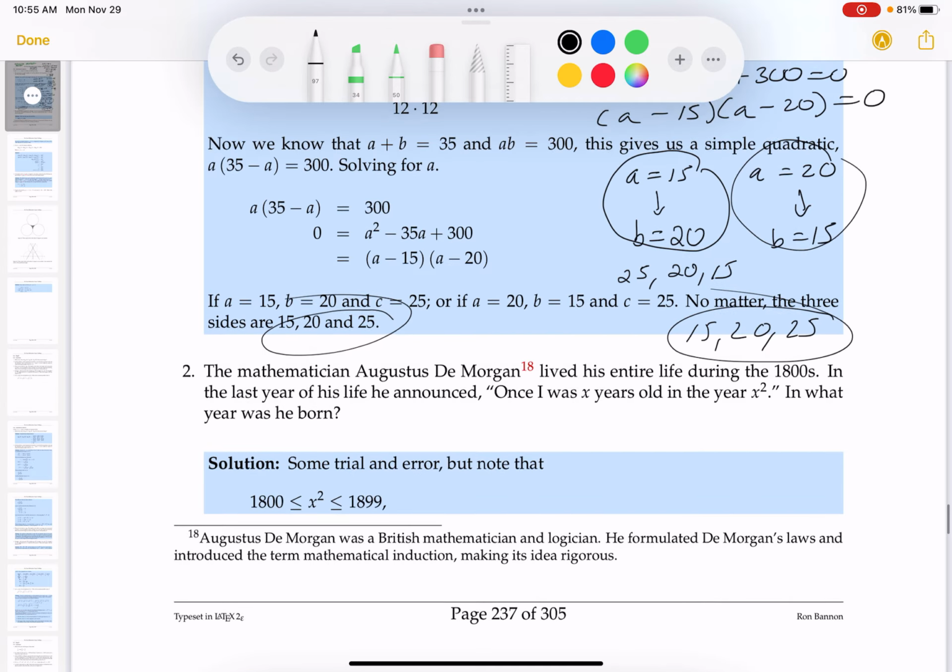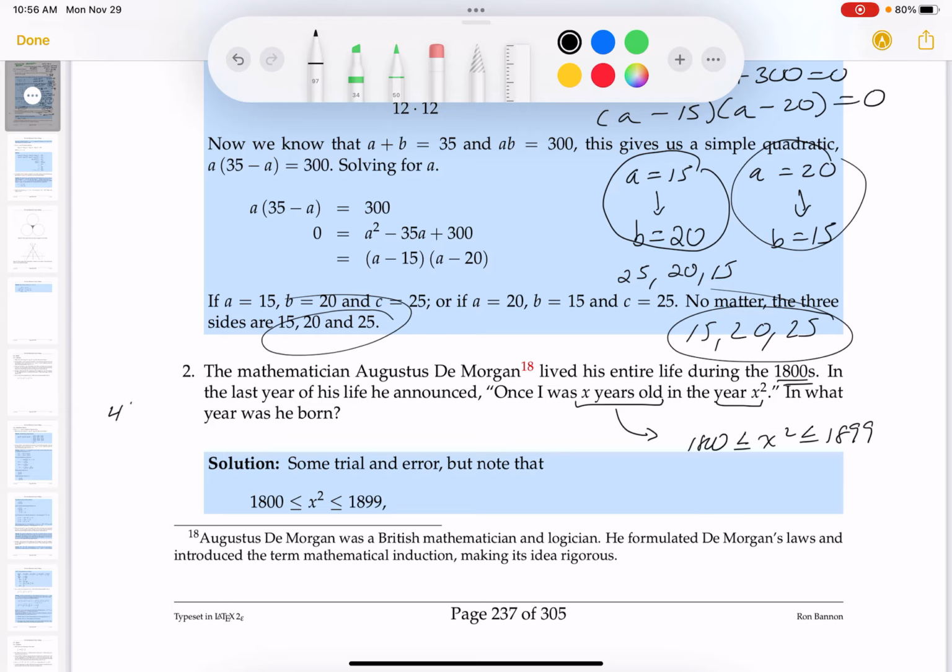Now, number two says a mathematician lived his entire life in the 1800s. In the last year of his life, he announced, when I was X years old, the year was X squared. So I'm going to write this down, and X is the number of years. I'm going to make a stab at it, but I know when I square that number, X squared has got to be between 1800 and 1899. I'm going to say about 43. Let me see if that works.